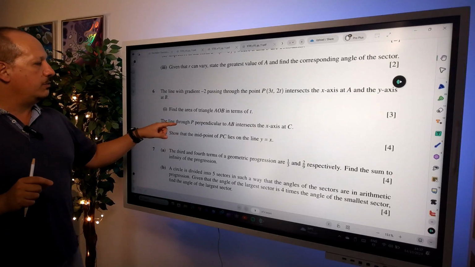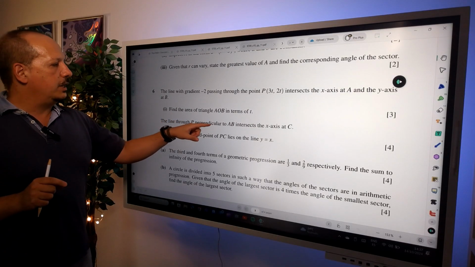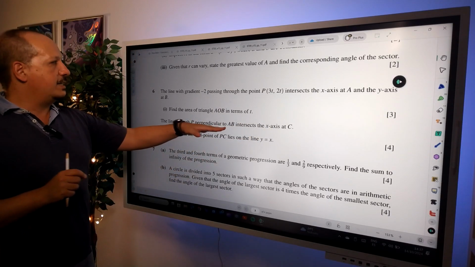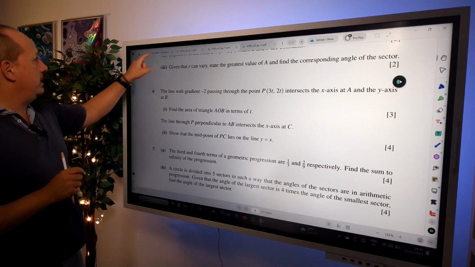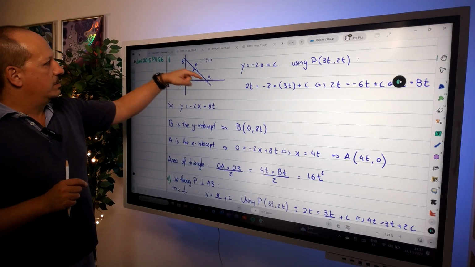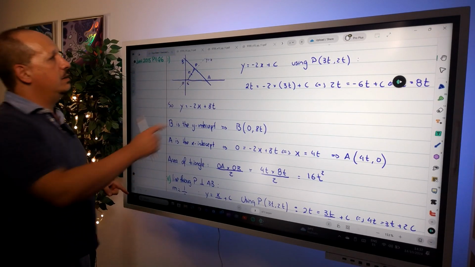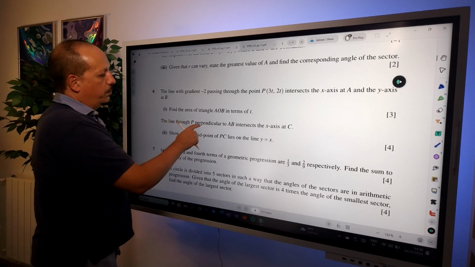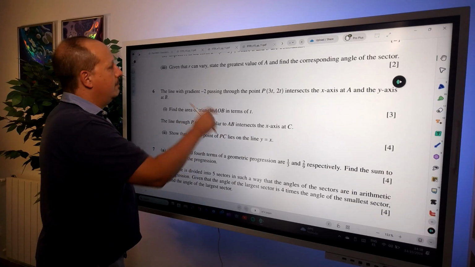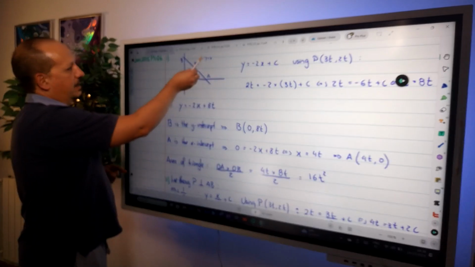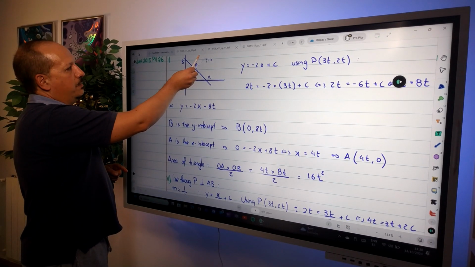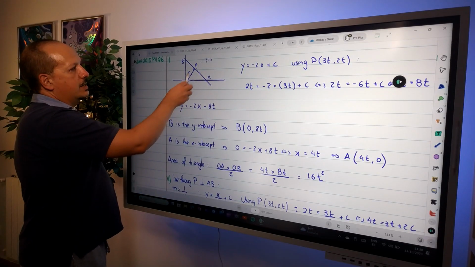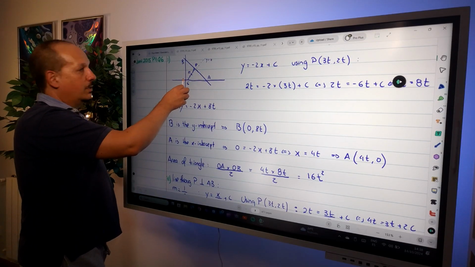So we have a line through P perpendicular to AB that intersects the x-axis at C. What is AB again? AB is this line over here. So you have a line AB, you have another line through P perpendicular to AB, which intersects the x-axis at C. So we're talking about this line over here, all right?